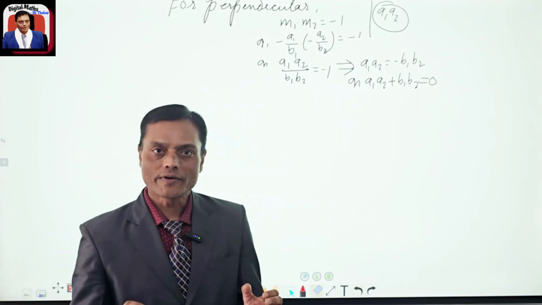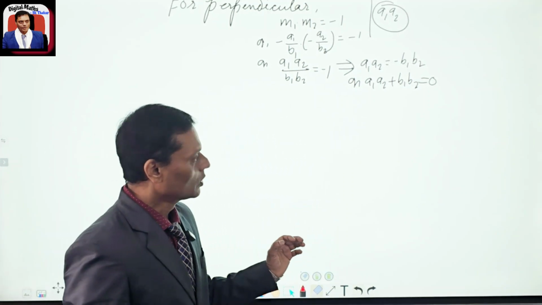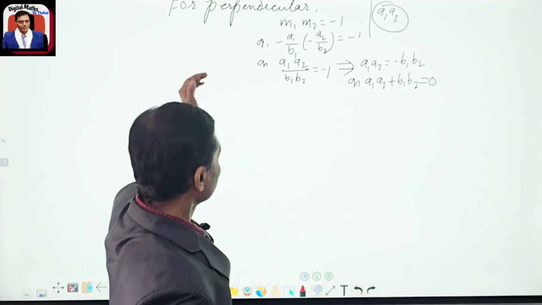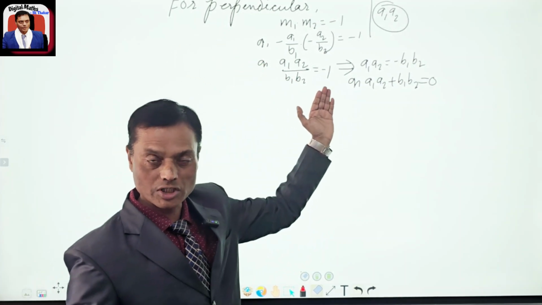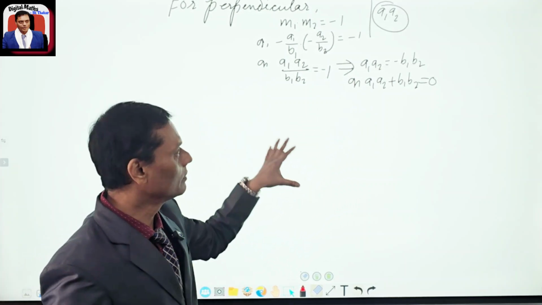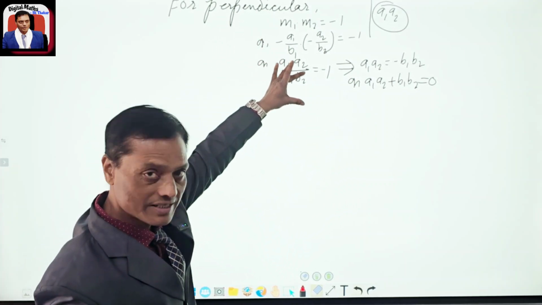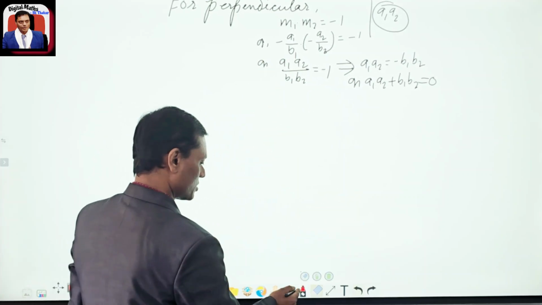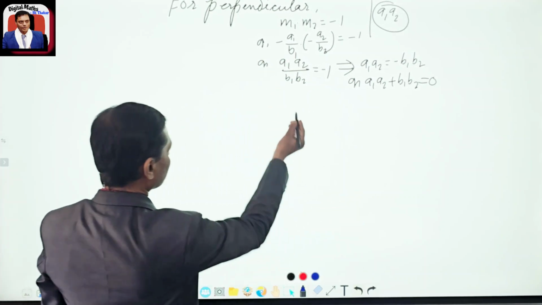I have shown you how to find the angle between the lines, and what the condition is when the lines are parallel or perpendicular, if you have such type of lines, a1x plus b1y plus c1 equals 0 and a2x plus b2y plus c2 is equal to 0. The condition you have already seen. Now, I'm just going to give you some examples. So let's say we have some examples here.